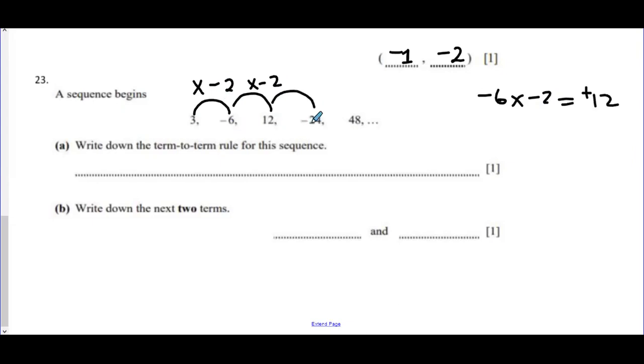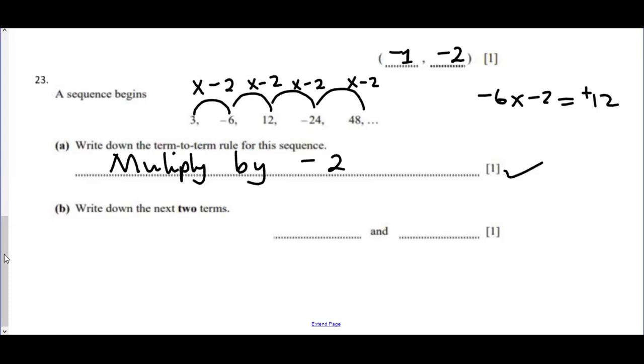From 12 to -24, try to multiply again by -2. So 12 times -2, yes, you're going to get -24. Try multiplying by -2. So this -2, should you get 48? Yes, we do. So here, the term-to-term rule for this sequence will be multiply by -2. Okay, and you get your 1 mark there.